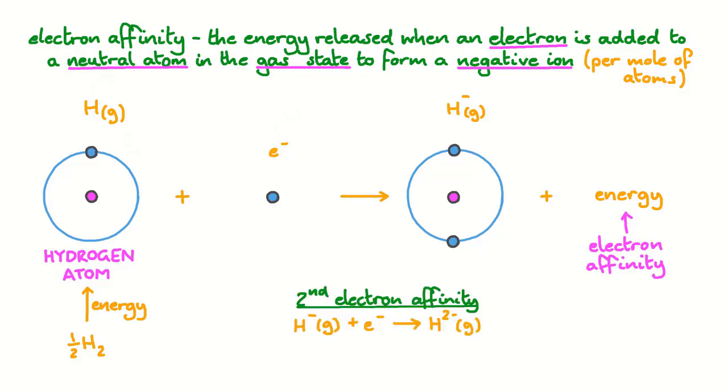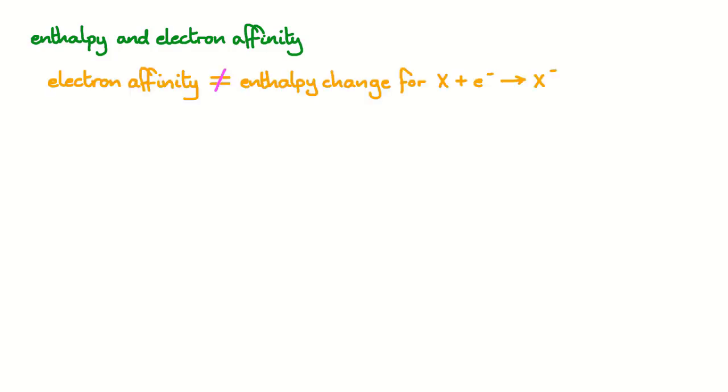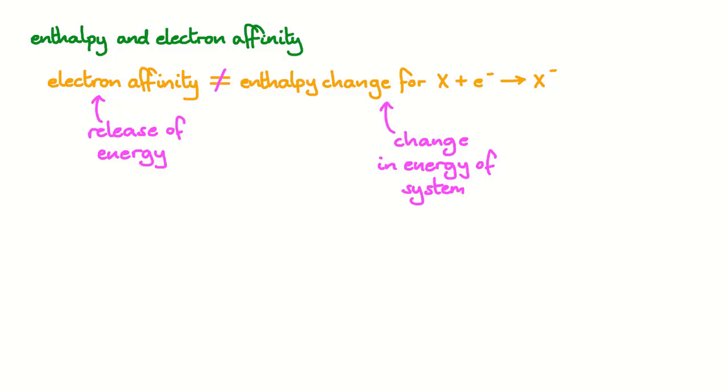There is such a thing as a second electron affinity, where the electron is added to a 1- ion instead of a neutral atom. We'll have a quick look at this later, but we're going to focus more on first electron affinities. Before we go any further, it's very important to know the relationship between electron affinity and enthalpy or energy changes. The electron affinity of hydrogen is not the same as the enthalpy change when we add an electron to a hydrogen atom. The electron affinity is the release of the energy, that's the amount of energy coming out, while the enthalpy change is the change in energy of the system.